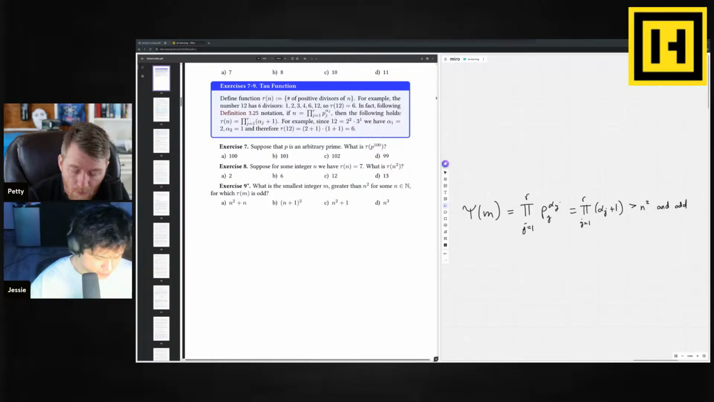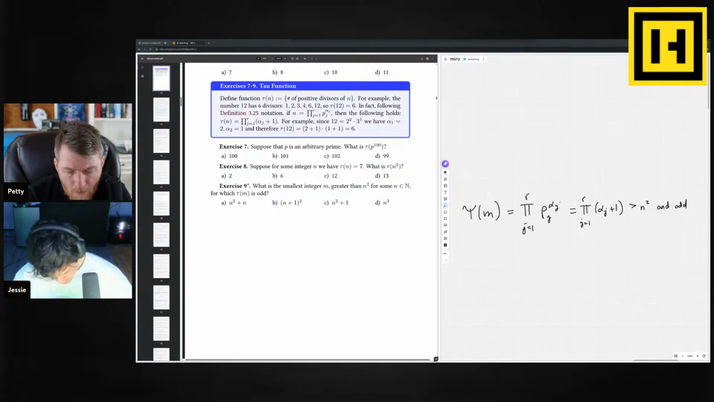Just blind guess, I would say C, but that's probably wrong. Let me actually try and work it. I think n plus 1 would be a prime number, so the tau of a prime number would be even, because that's 2. Tau of some prime number should be 2.